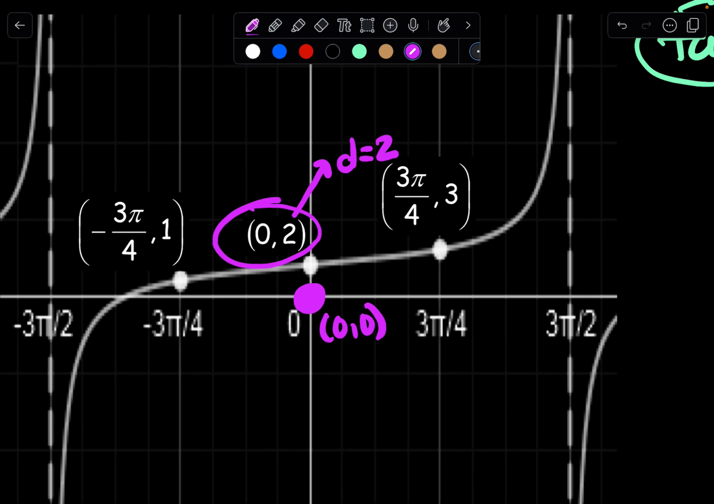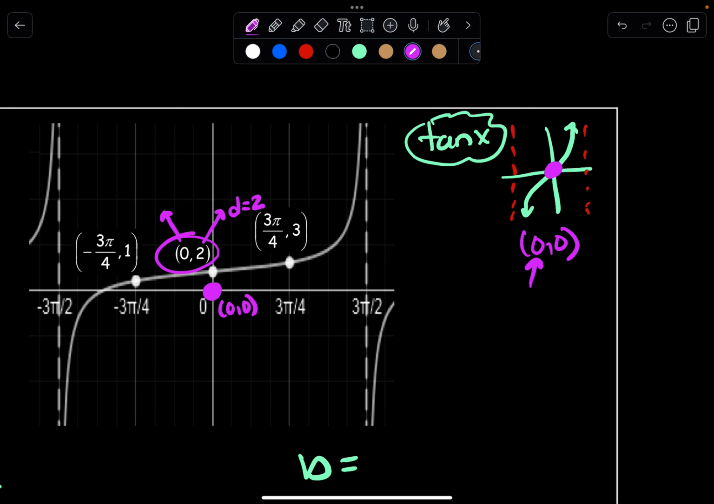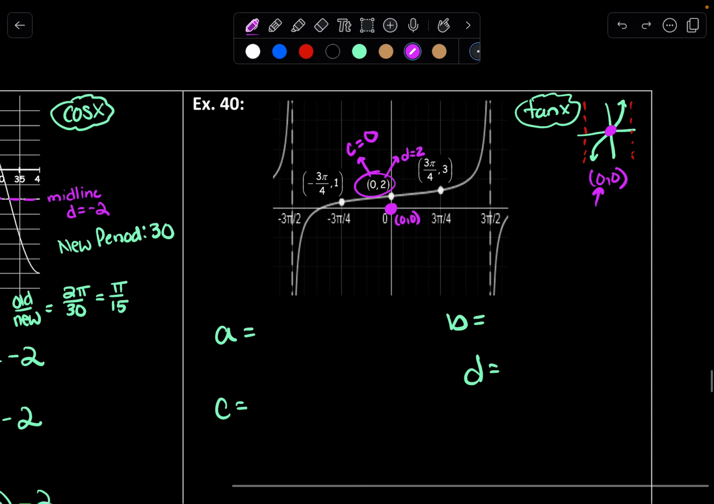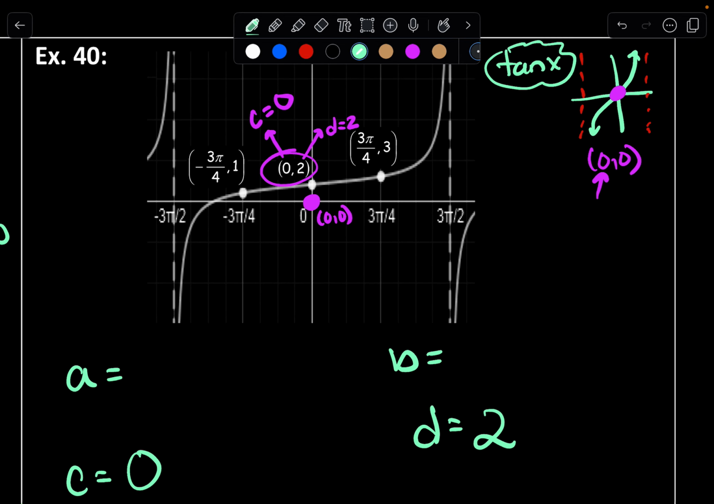And then we also use this point of inflection for our phase shift or our horizontal shift. Our parent function is at 0. Therefore, this has no horizontal shift, so that means no phase shift, so c is equal to 0. So that's what's nice about tangent, is that we can use that point of inflection to find your c value and your d value. So c is equal to 0 and d is equal to 2. Again, it's all about relating it back to its parent function and what's being shifted and by how much. So now let's look at the b value. The b value, we need the new period.